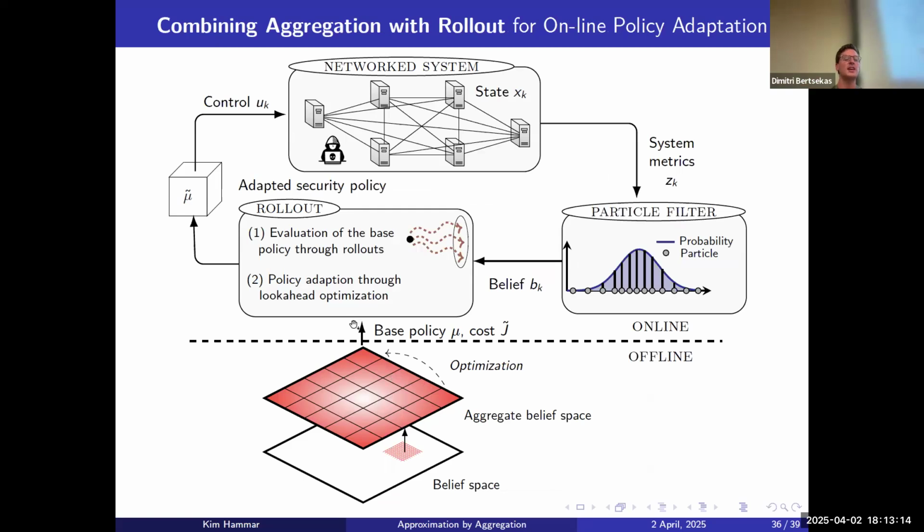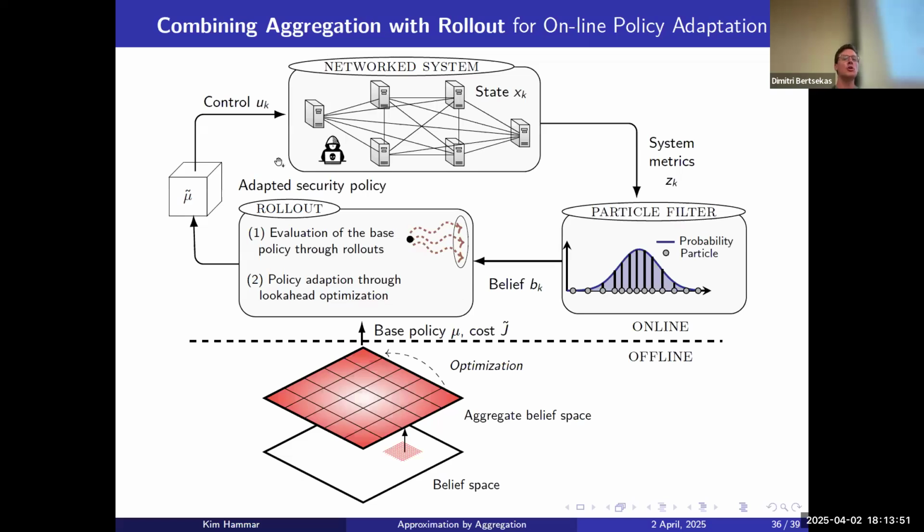And then you can utilize that during your online control cycle that you see in the top part, where at each control cycle, you would use measurements from the system, for example security alerts, to estimate a belief. This could, for example, be done with a particle filter, which would be used in our experiments. And using that belief together with your base policy and the cost approximation, you can then refine the policy using rollout and lookahead optimization to obtain an improved rollout policy. And then you use that policy to select your next control.